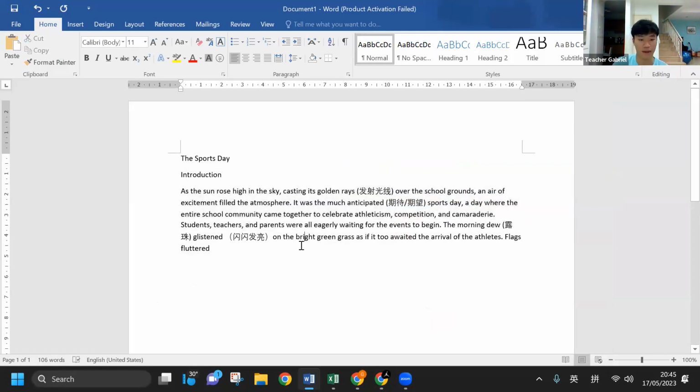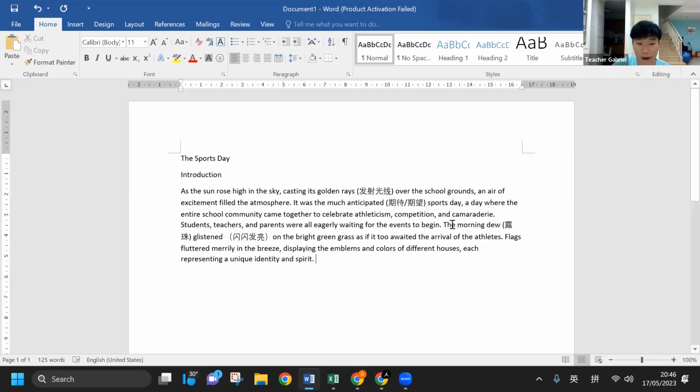For your introduction, but this time we have more time so I also want to include more things for you. Flags fluttered merrily in the breeze, displaying the emblems and colors of different houses, each representing a unique identity and spirit.